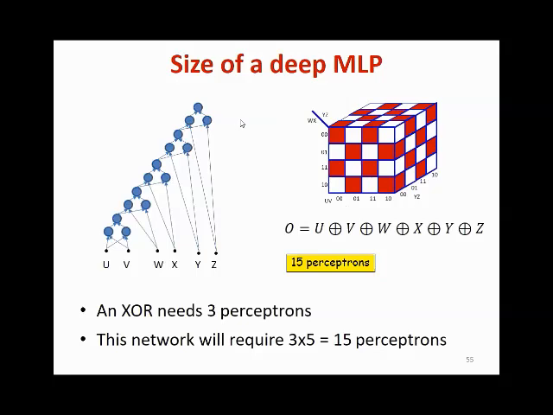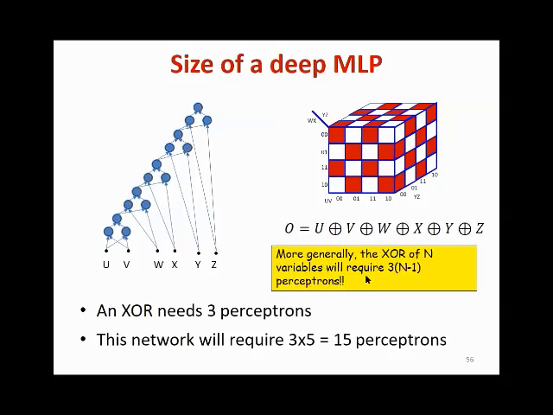Compare this to the same one hidden layer MLP, where we needed 32 neurons for just the hidden layer plus the one output. So you needed a total of 33 neurons. This is with 15 perceptrons. But then more generally, if I have n input variables and I compose the network in this manner, then I'm only going to require 3 times n minus 1 perceptrons because there are n minus 1 XORs.